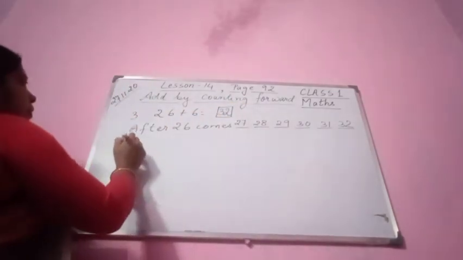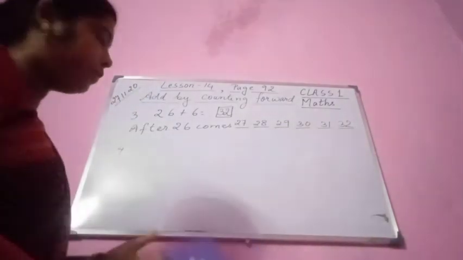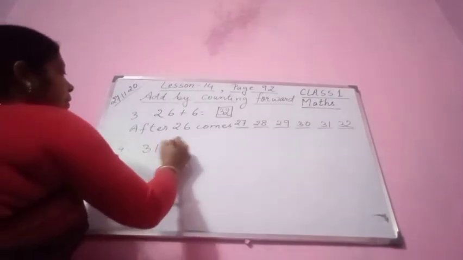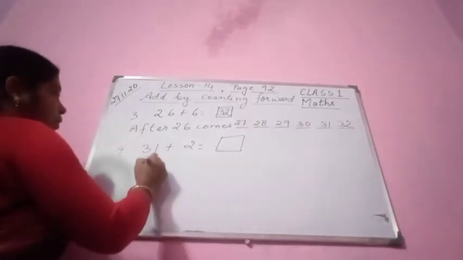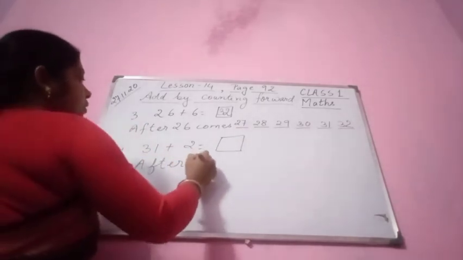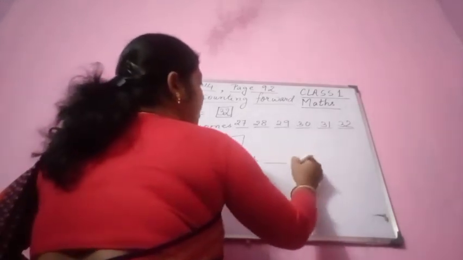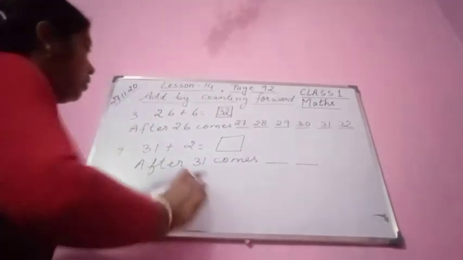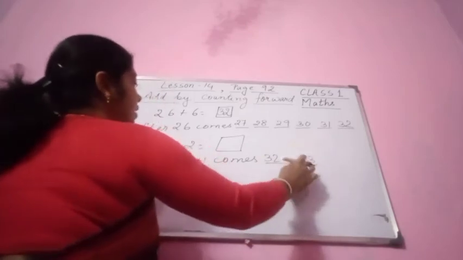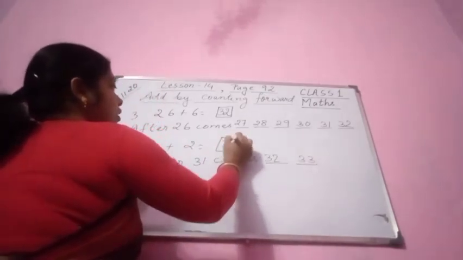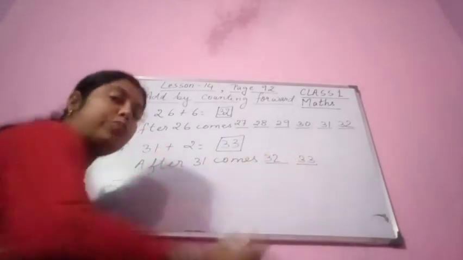Alright, number 4. 31 plus 2. After 31 comes 2 places, till 2 places you count. So after 31 comes 32, 33. See the last number you are going to take. So 31 plus 2 equal to 33. We are counting 2 places forward here.